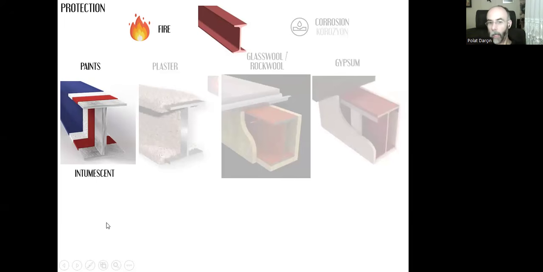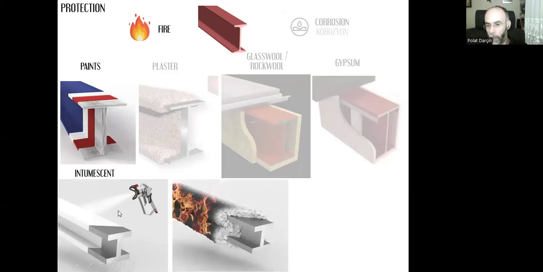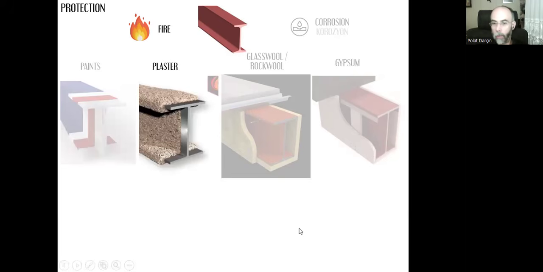The paints are called intumescent. First, we apply the paint and it's very thin, but during the fire, with the increasing heat, that very thin layer of paint will swell instantly and it will provide a certain level of heat insulation. That means the increasing heat around this piece will not be transferred to the steel piece and it will be protected. The same thing can be done with the plaster.